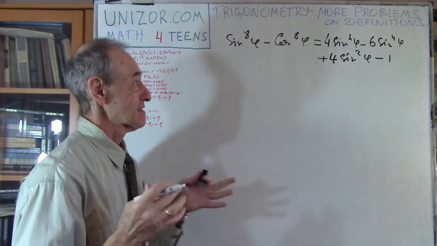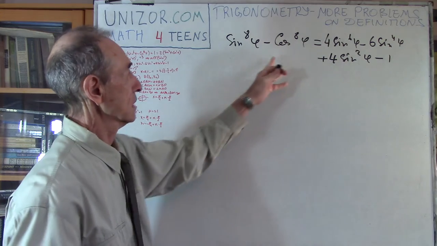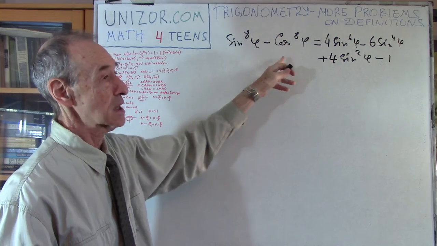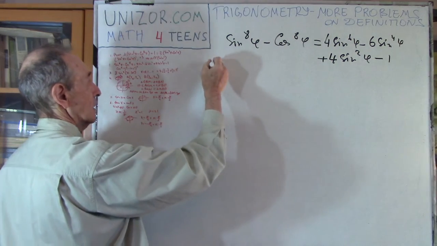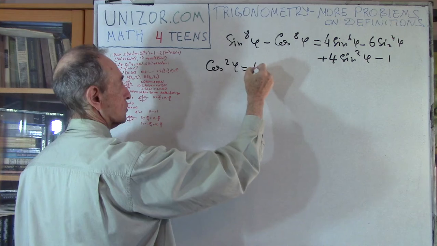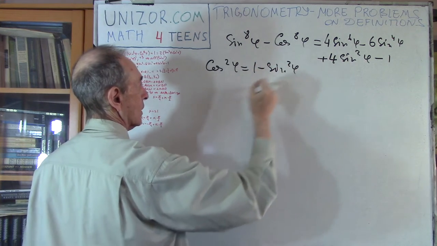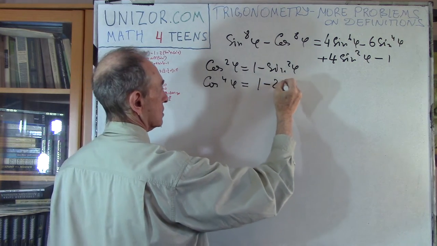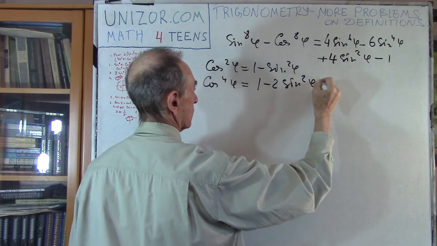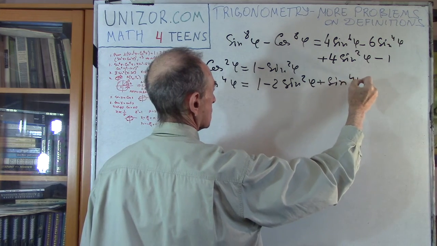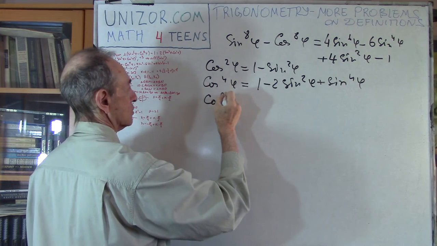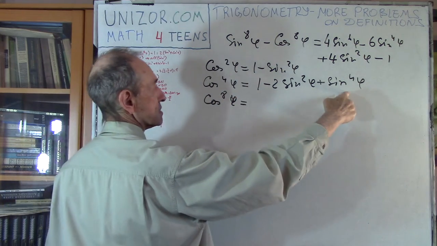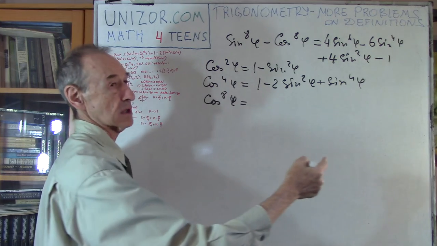It's exactly the same case, because right now you have more sines than cosines, so you have to do exactly the same thing. You have to use cosine square is equal to 1 minus sine square. So cosine to the 4th is equal to 1 minus 2 sine square plus sine to the 4th. And cosine to the 8th of phi is the square of cosine to the 4th, which means this multiplied by itself.